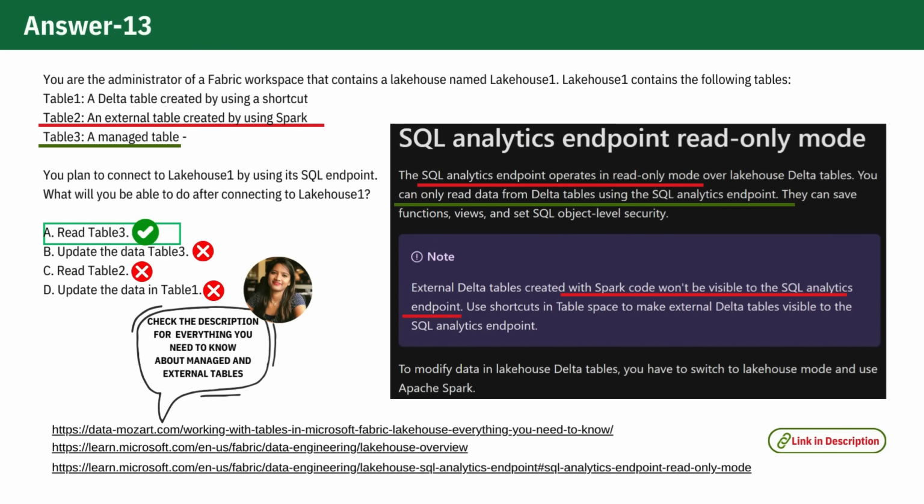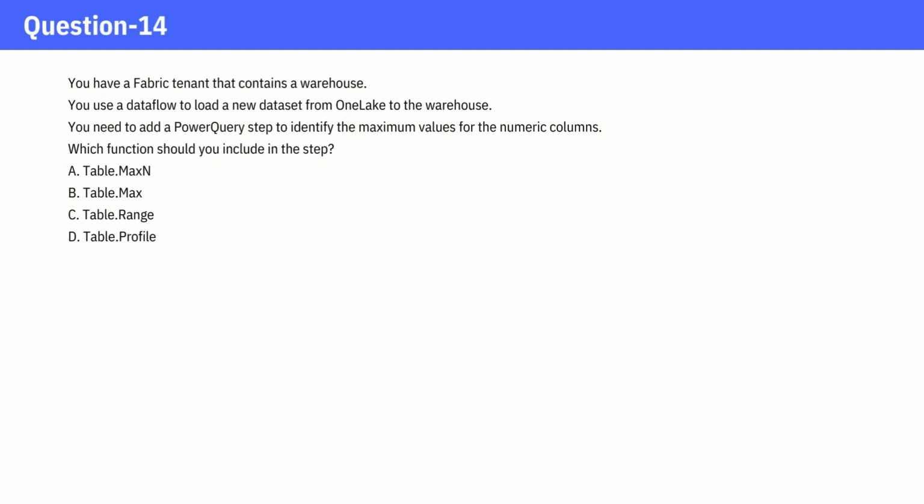You have a Fabric tenant that contains a warehouse. You use a Dataflow to load a new dataset from OneLake to the warehouse. You need to add a Power Query step to identify the maximum values for the numeric columns. Which function should you include in the step? A. Table.MaxN. Option B. Table.Max. Option C. Table.Range. Option D. Table.Profile. Look through the options carefully and answer the question.